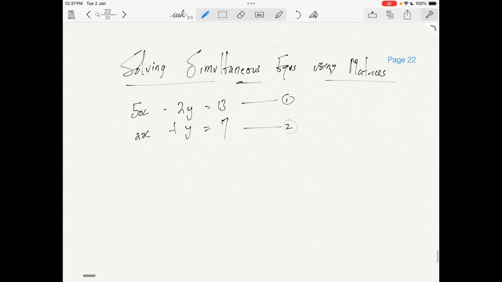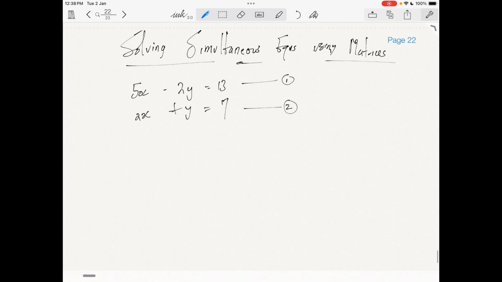Now I want to take a look at solving simultaneous equations using matrices. Let's take for instance we have two simultaneous equations: 5x plus 2y is equal to 13 and 2x plus y is equal to 7. We can solve this by the elimination method or the substitution method, whatever method you're familiar with.